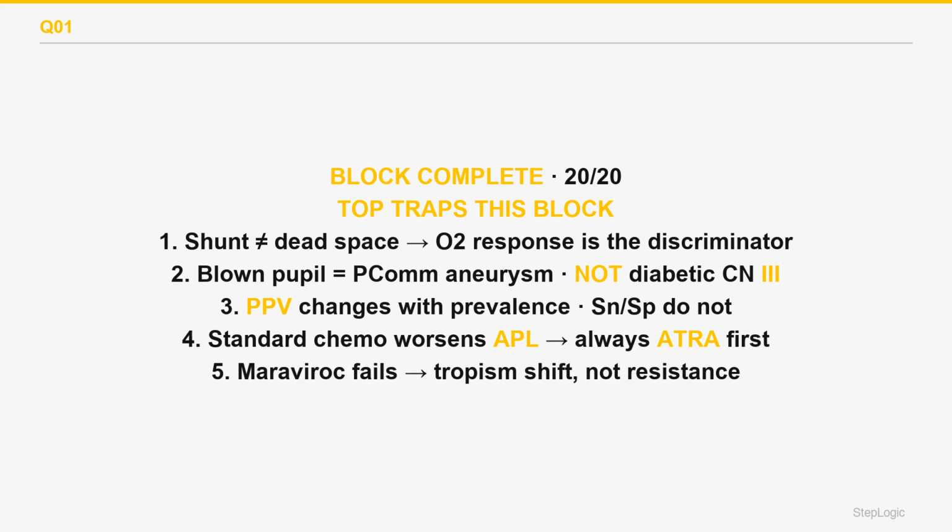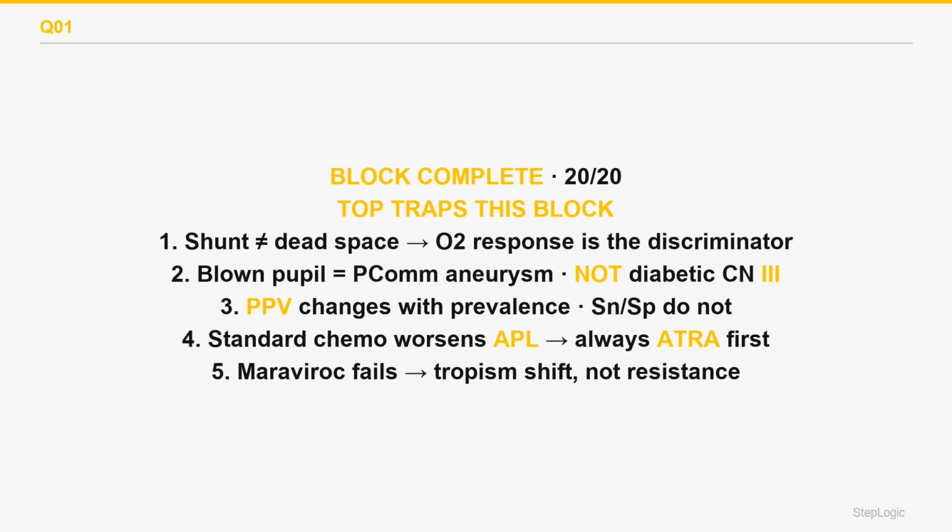2. Blown pupil. Fixed, dilated pupil with down and out gaze after thunderclap headache: posterior communicating artery aneurysm compressing CN3. Pupil-sparing CN3 in a diabetic: ischemic mononeuropathy. These two must not be confused.